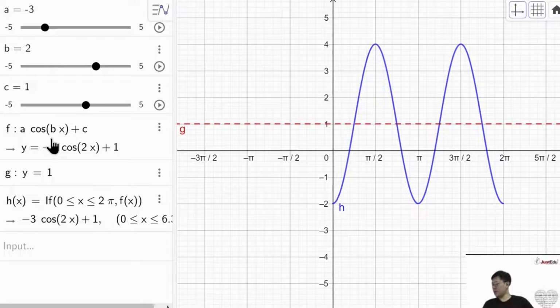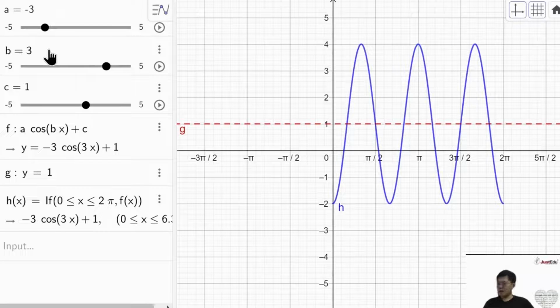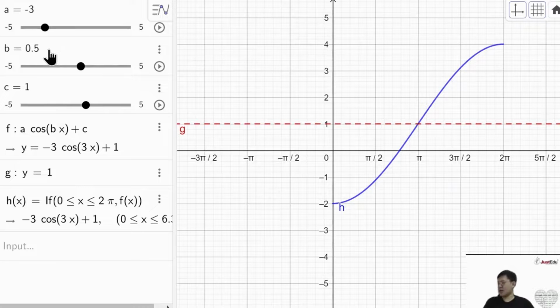The definition of B is actually to tell you the number of cycles you need to draw in the interval from 0 to 2 pi. So if B is 3, I will draw 3 cycles. If B is half, 0.5, I will draw half a cycle.